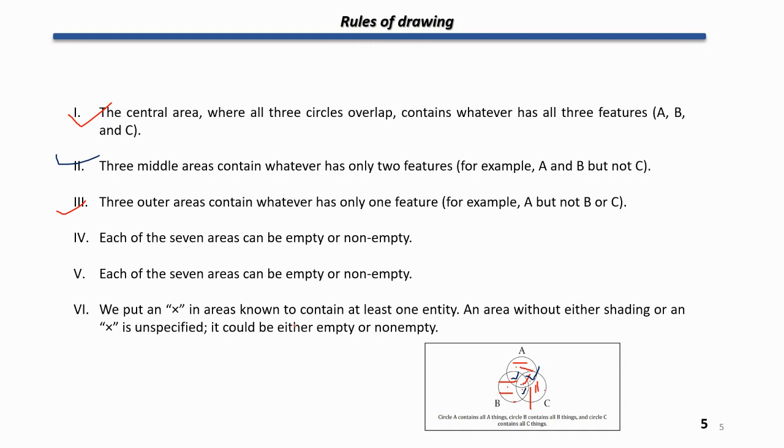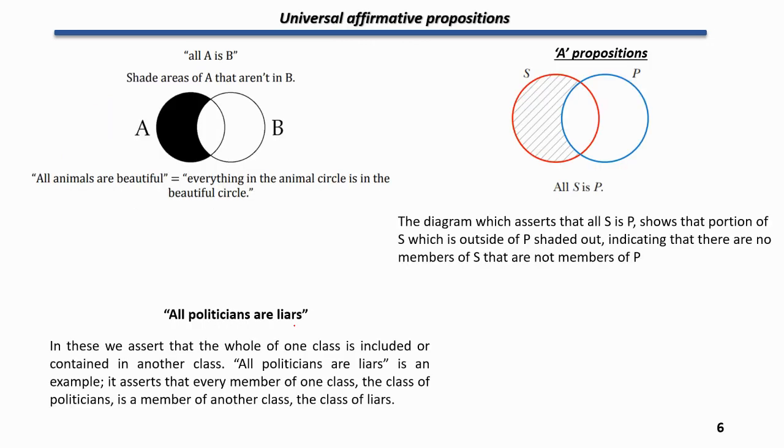Now first I am coming to the universal affirmative proposition. Here are first A, E, I, and O. They are the first four premises where we will use only two circles. So the first one is the A proposition. What is the A proposition? The A proposition is all A is B.